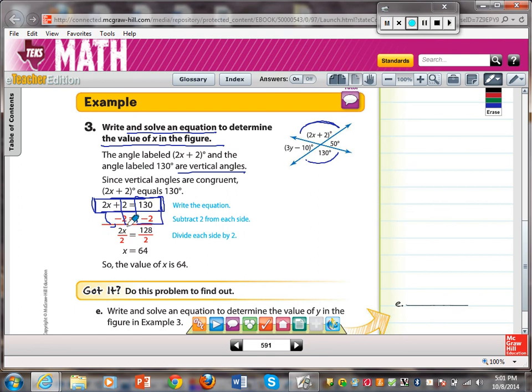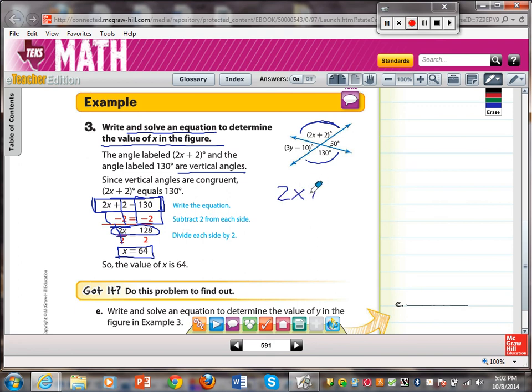And now you have your one-step equation here. Now since x is being multiplied by 2, you divide by 2 on both sides. The 2's cancel. You bring down your x, bring down your equal sign, and 128 divided by 2 is 64. That means that your x has to equal 64 degrees in order for all this expression to equal 130. So let's go ahead and check that, see if it's true. So I'm going to put in 64 in for that x right there.